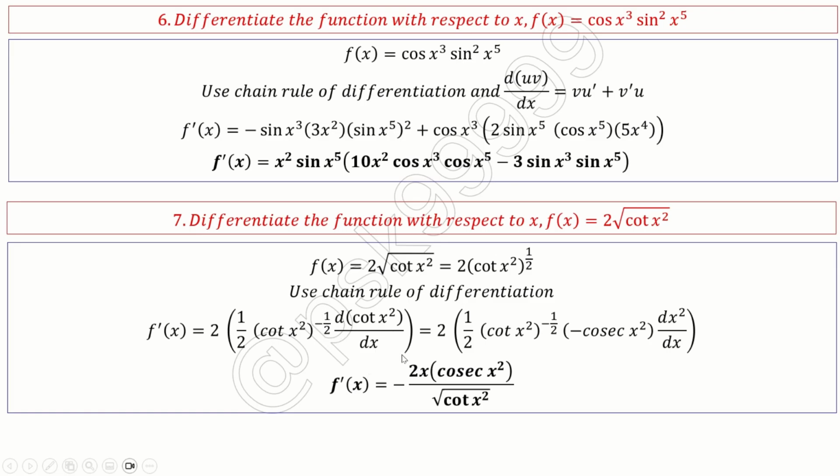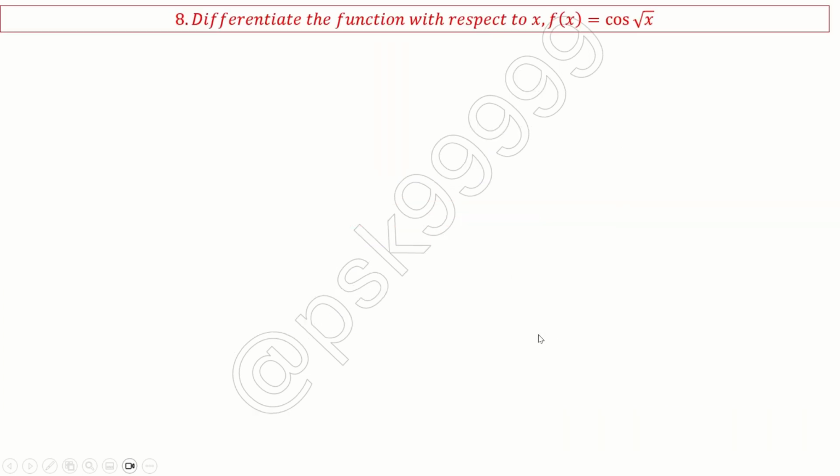Then differentiation of cot x square is nothing but minus cosec x square, and the differentiation of x square is 2x. So if I summarize, this is the answer: 2x cosecant x square divided by square root of cot x. The square root of cot x in the denominator came from the minus half power. Okay, next, f of x equal to cos of square root of x.